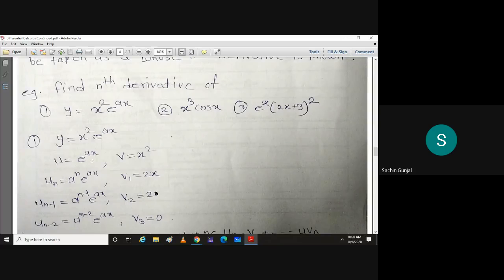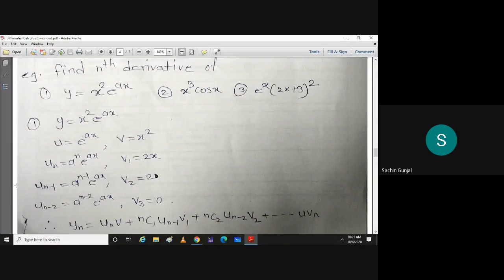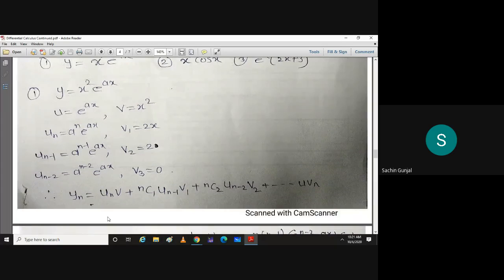So nth derivative of e raised to x is a raised to n e raised to x. Then first derivative of v is 2x, and n minus 1 derivative of u is a raised to n minus 1 e raised to x. Then v2 is 2, n minus 2 derivative u is a raised to n minus 2 e raised to x, and v3 is 0. Okay.